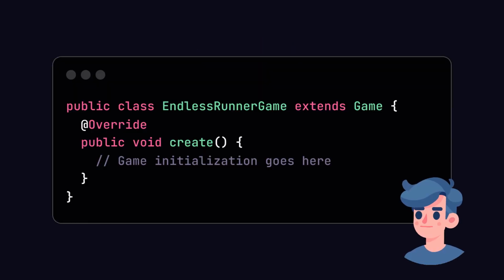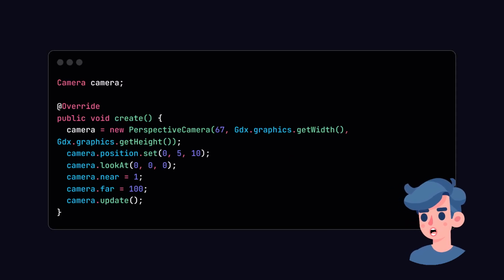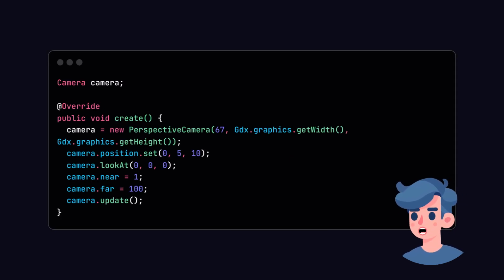Now, let's set up our main game class. In the generated project structure, navigate to the core module and create a new Java class called EndlessRunnerGame. This will be our main game entry point. In the create method, we will initialize our game world, set up the camera, and load any assets we need. Let's start by setting up the camera.